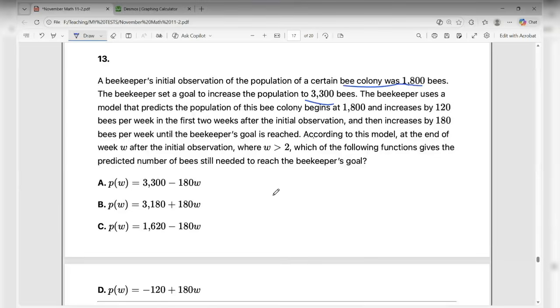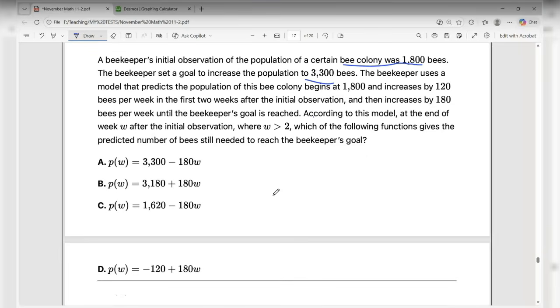And look guys, I hope you read the initial number is 1800 bees and the beekeeper sought a goal to increase the population to 3000 bees. The beekeeper used a model that predicts the population of this bee colony begins at 1800, so that's the initial number, and increased by 120 bees per week in the first 2 weeks. Like in the first 2 weeks, that number is increased by 120, okay. And then increased by 180 bees per week until the beekeeper's goal is reached.